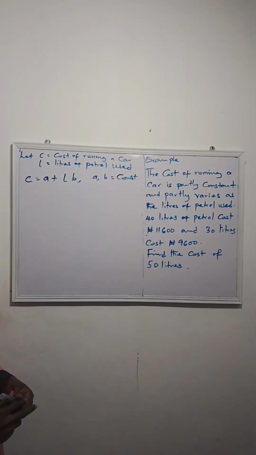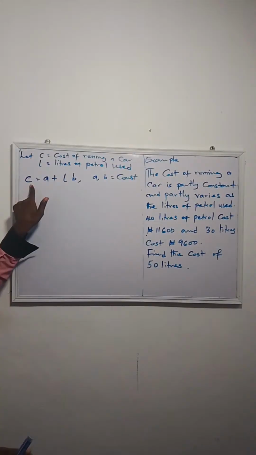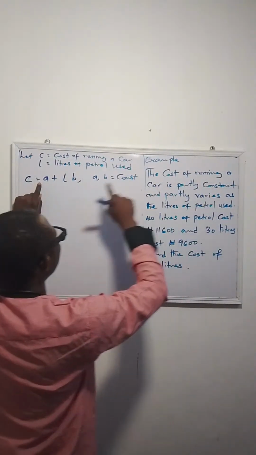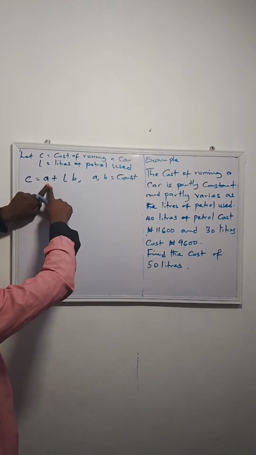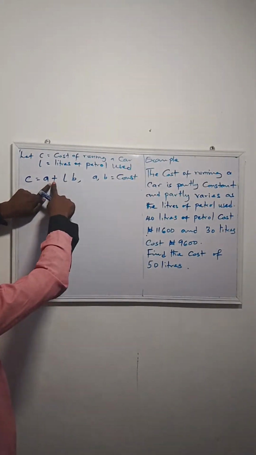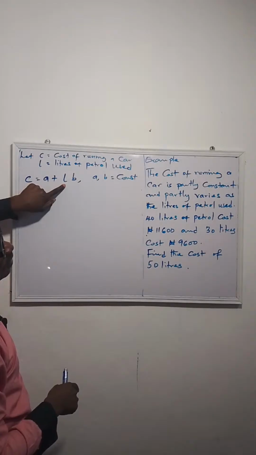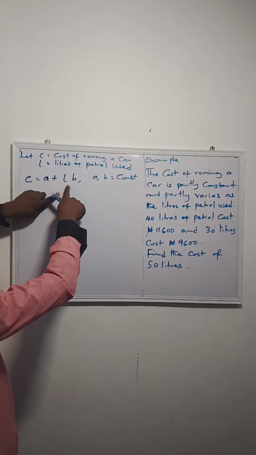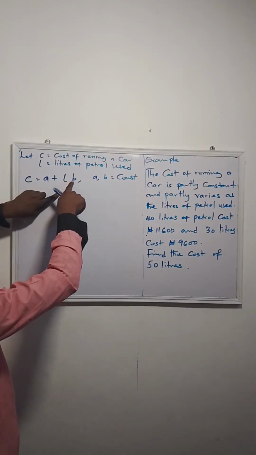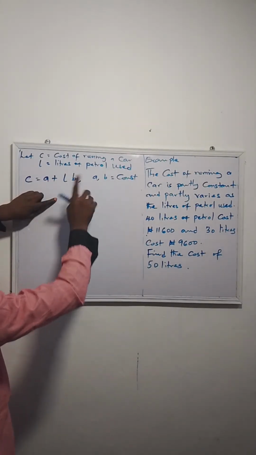Now let me go through it again. The cost of running a car is partly constant. The cost C equals partly constant, which is equal to a constant. So we make small a represent a constant, and it is the same thing as plus in this context, and what partly varies with the liters of petrol used. So liters is L. Once we write a variable here, we must introduce a constant. So we have two constants, A and B.